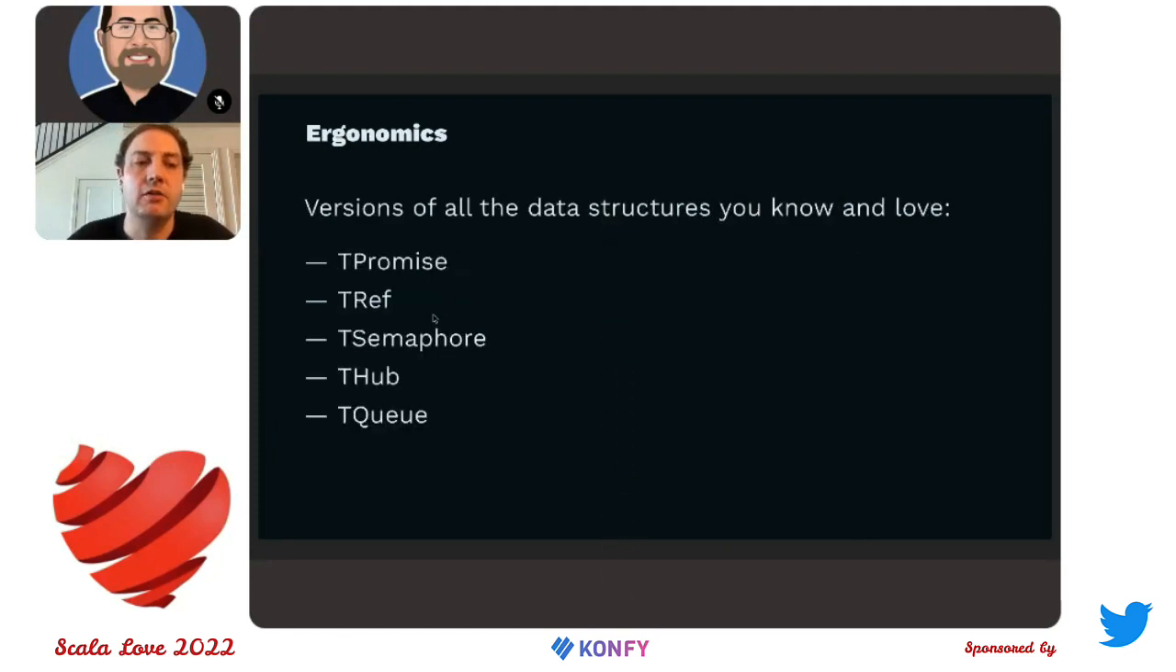The other thing we've done along those lines is that you'll find there are STM versions of all the data structures you know if you work with ZIO. You're used to promise, ref, semaphore, hubs, queues. Well, there's a T version of every one of those, and they have essentially the same API as the ones you've already worked with. So if you hit a wall and say, I can't solve this concurrency problem with the tools I've got, it's very easy to just switch to the T version of that thing and you're good to go.